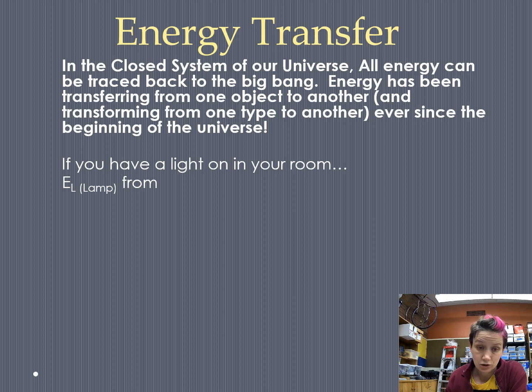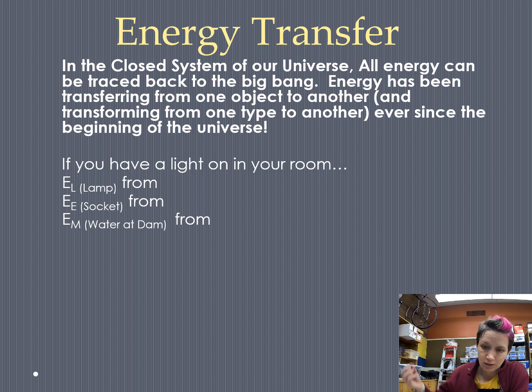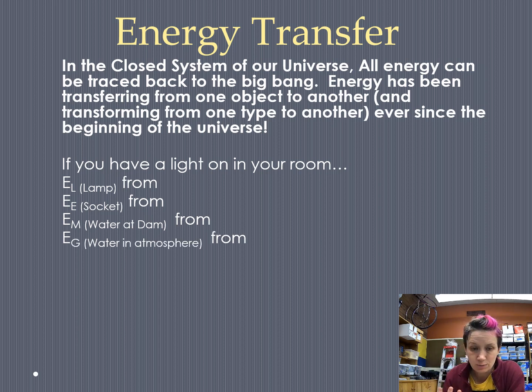Well, that light energy actually came from electrical energy, which is in the wall socket. So that's a transfer from the wall socket to your lamp. That electrical energy here in Oregon primarily comes from motion energy from water moving through a dam. Water basically is falling through this dam and moving, and that is through a process called electromagnetic generation turning into electricity.